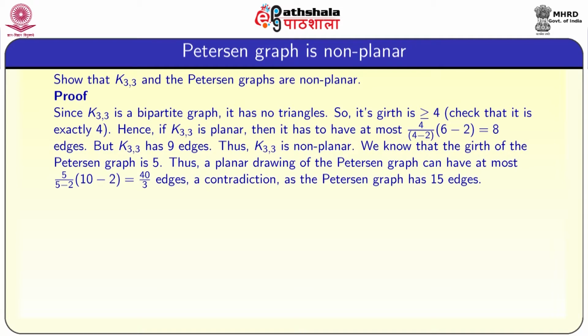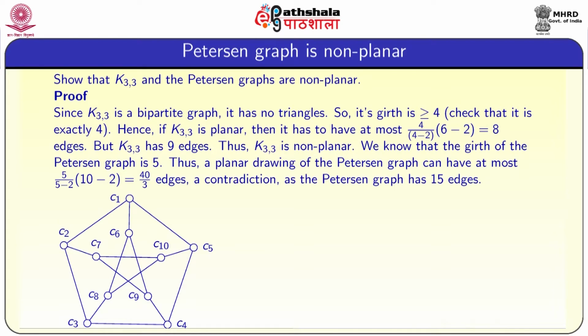We know that the girth of the Petersen graph is 5, thus a planar drawing of the Petersen graph can have at most 5/(5-2) times (10-2), that is 40/3 edges. But the Petersen graph has 15 edges, so clearly 40/3 is less than 15, which is a contradiction. So, the Petersen graph is going to be a non-planar graph.